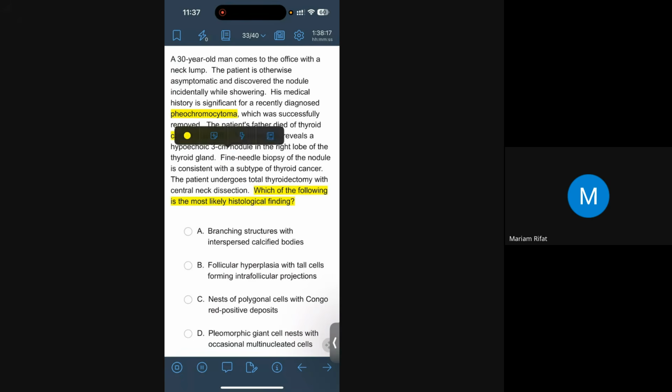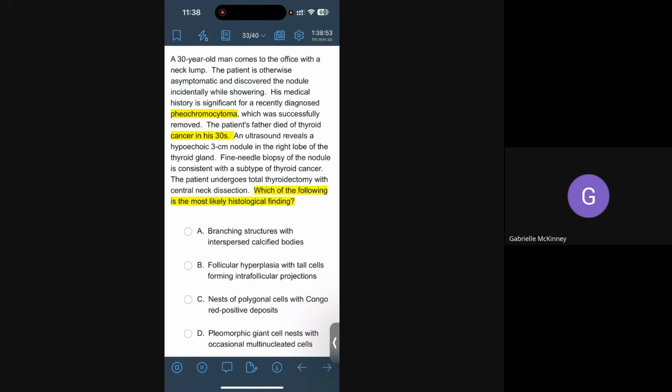Fine needle biopsy. Do you think of any genetic cancer syndrome in which there is pheochromocytoma as well as thyroid cancer? MEN syndromes, in which there are multiple endocrine tumors. Here we clearly see there are two endocrine tumors, and it is genetic. His father died due to thyroid cancer in his 30s. The patient has pheochromocytoma.